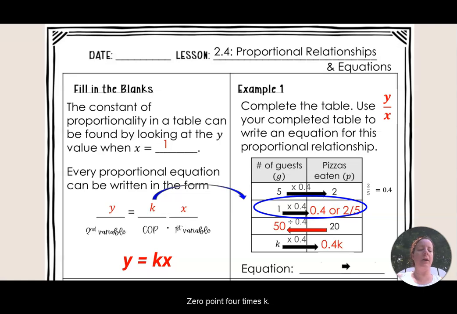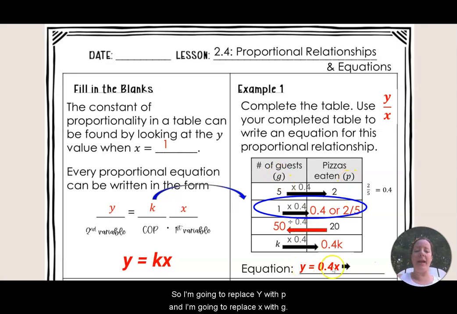0.4k, 0.4 times k. When we write our equation, we're going to put our constant of proportionality, which we find in the middle of our table on all those arrows. That 0.4 is going to go where the k is. We're going to take this k out and put 0.4 instead. We're going to keep y and x where they are. But now going back to the top of this table, we don't have x or y, we have g and p. g is our x, p is our y. So I'm going to replace y with p, and I'm going to replace x with g.